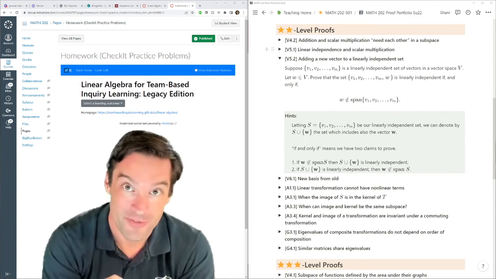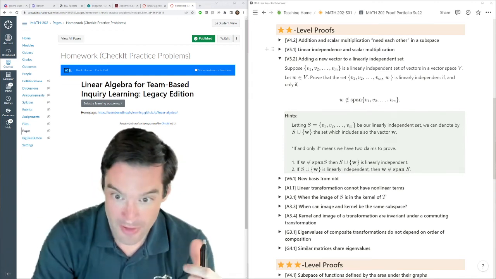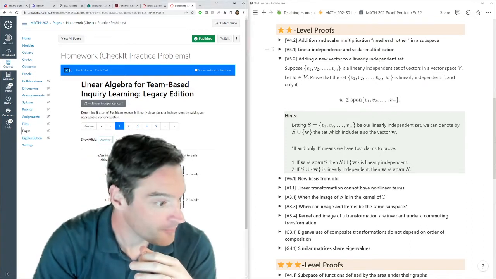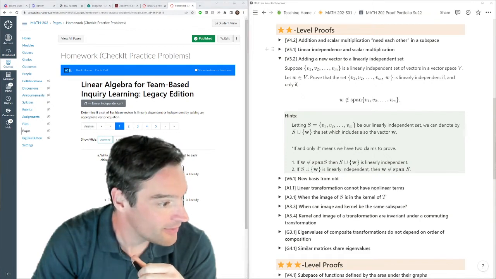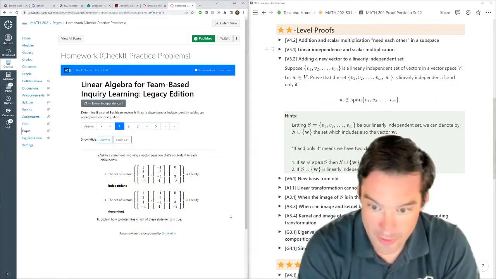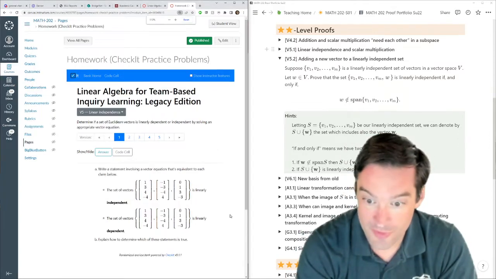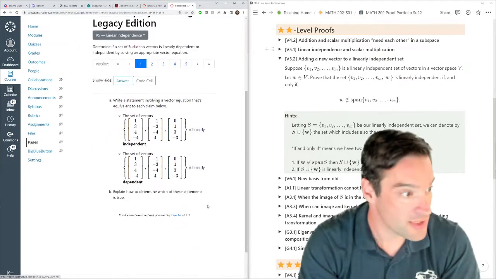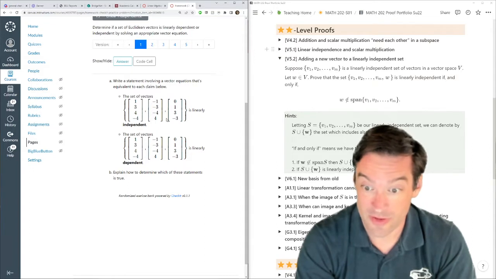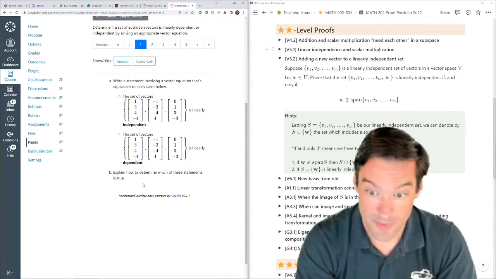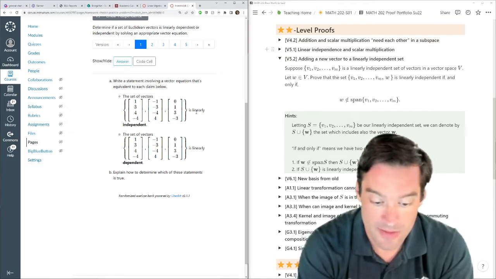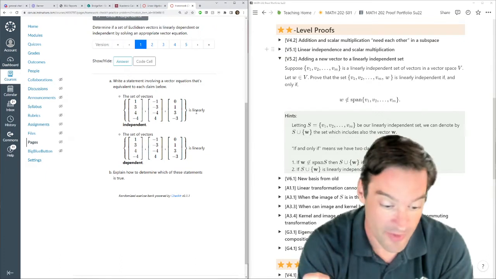In the first half of the vector spaces chapter, there are these items, and I guess I'll bring one up and then I'll have to move my head out of the way. But there are these learning standards where one of the goals is to take an assertion about linear dependence or an assertion about linear independence and turn that assertion into a statement about a vector equation. Right? So write a statement involving a vector equation that's equivalent to the claim below, and then determine which of these statements is true.